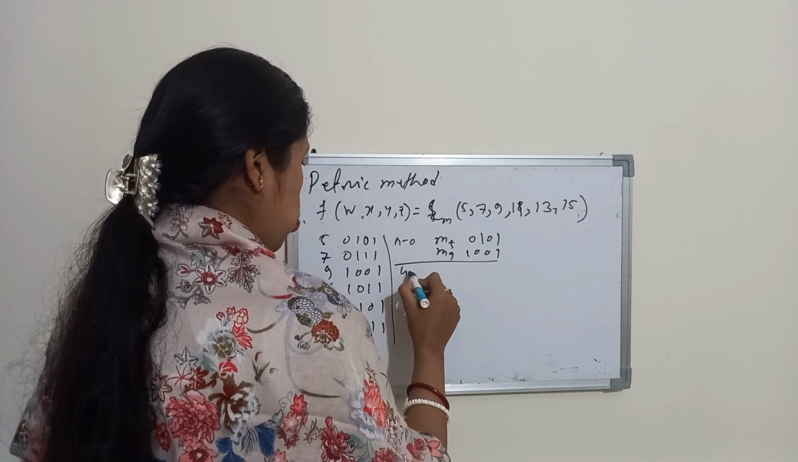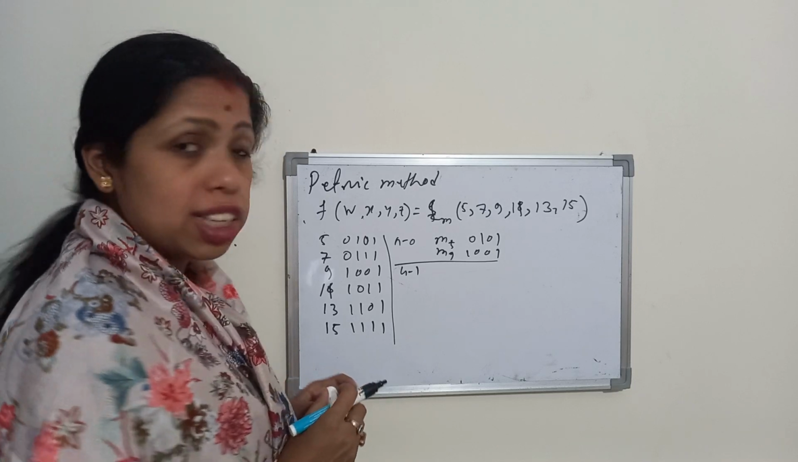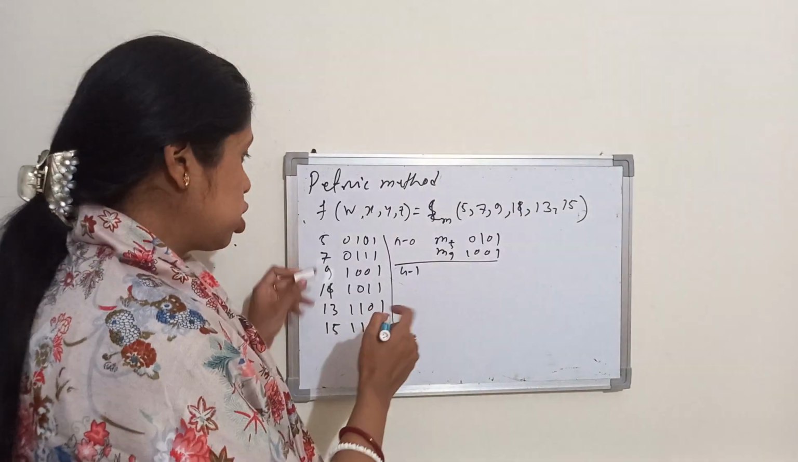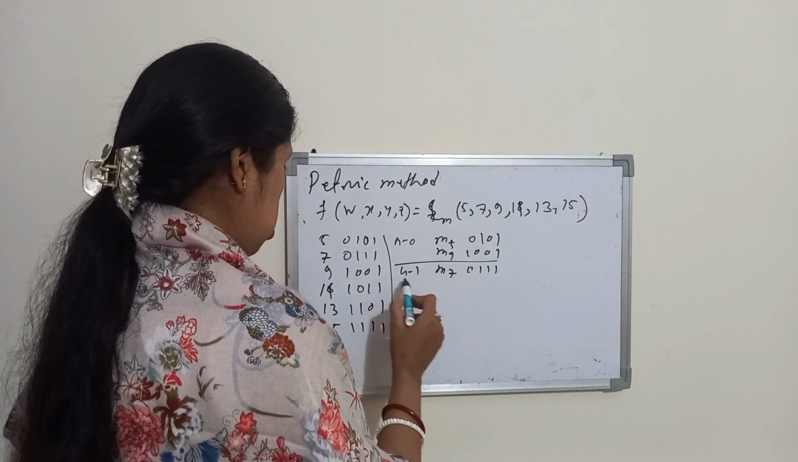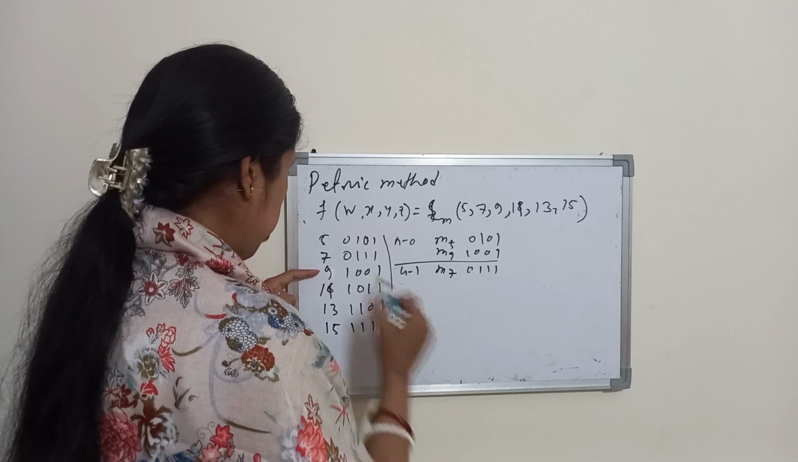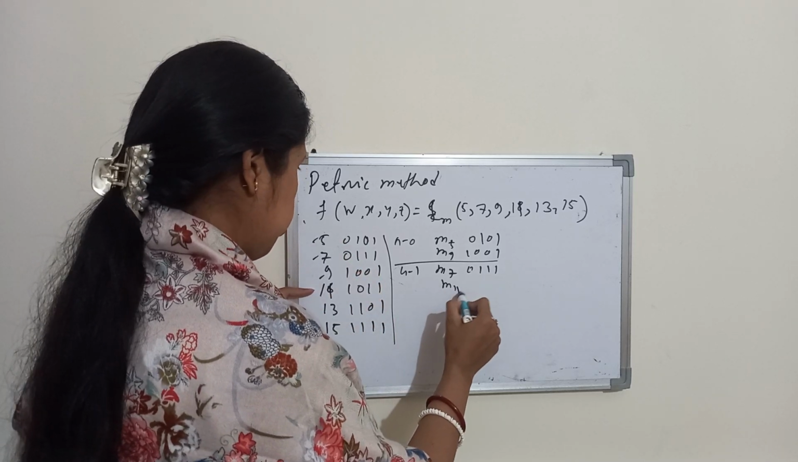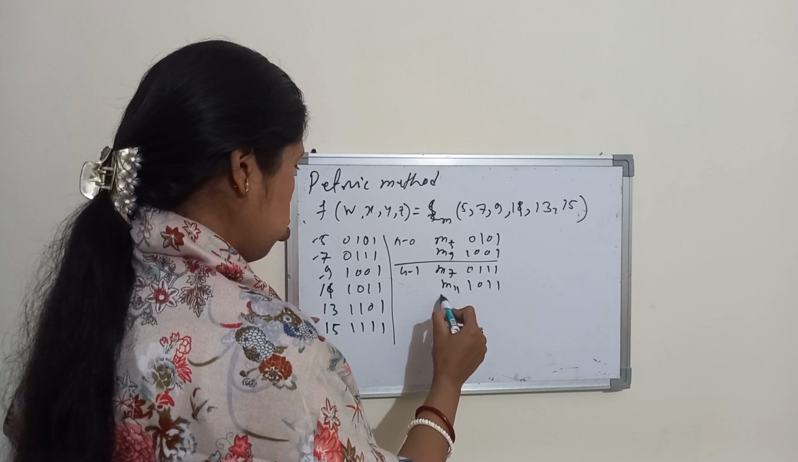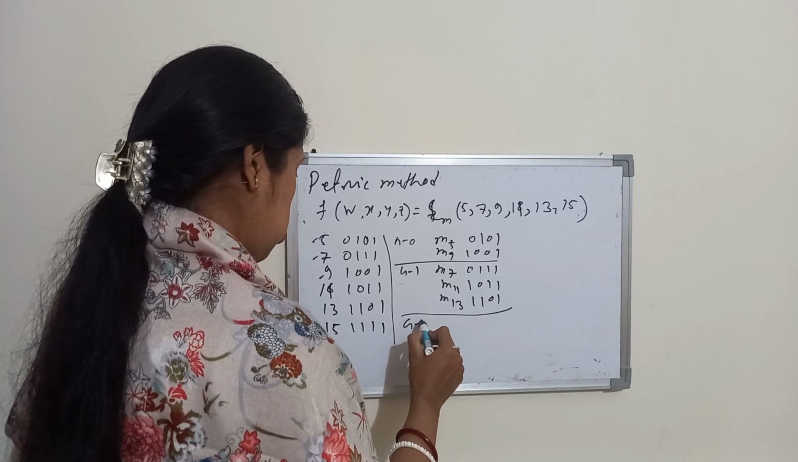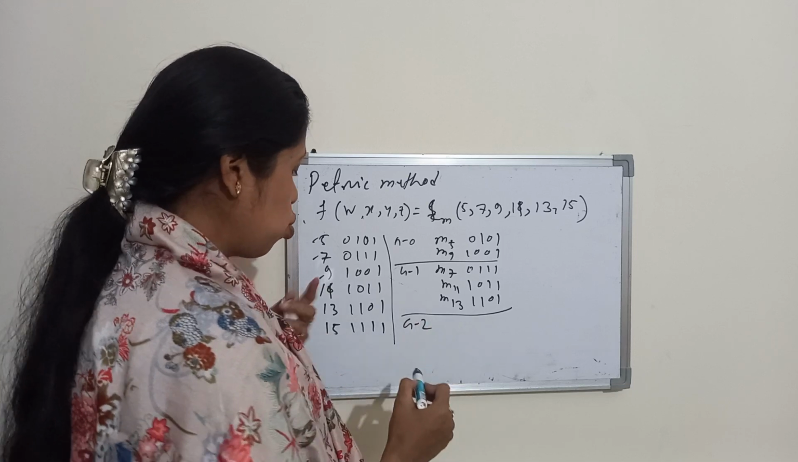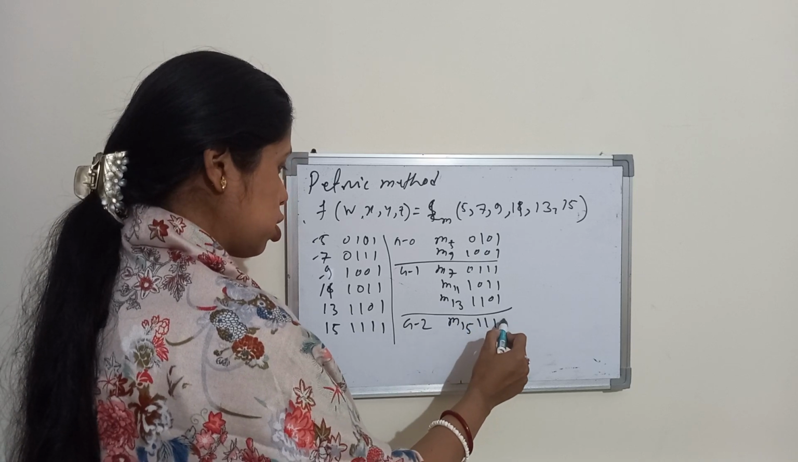Next, group 1. In group 1, I will check how many minterms have three ones. First is M7, then M9, then M11, and M13 also. Next, in group 2, four ones only. There is only one minterm which has four ones.